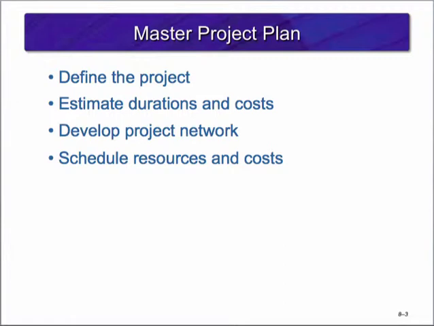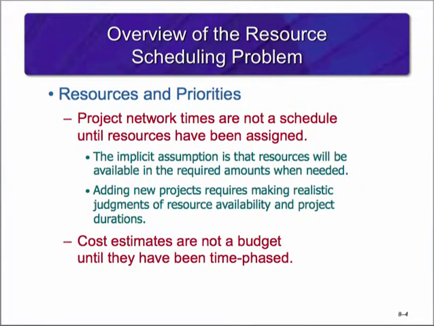While we have covered the above topics, none of them have dealt with resource usage and availability. The time estimates were made without knowing if resources would be available when they were needed. So let's talk briefly about resource scheduling and costs as they relate to projects. First, a project network is not a schedule until resources have been assigned. Until that happens, it is only an estimated duration. The implicit assumption is that resources will be available in the required amounts when needed.